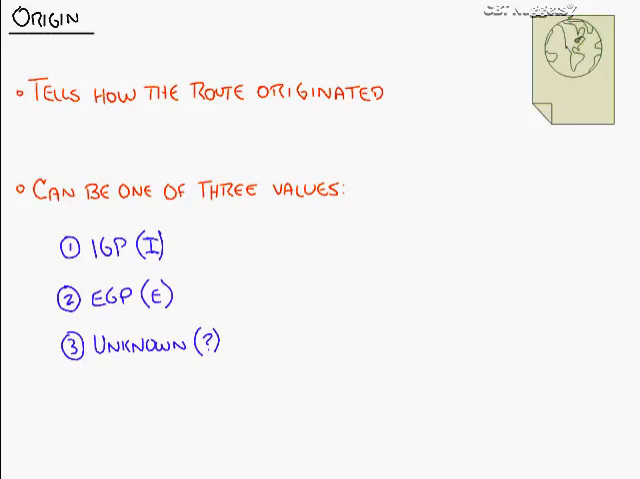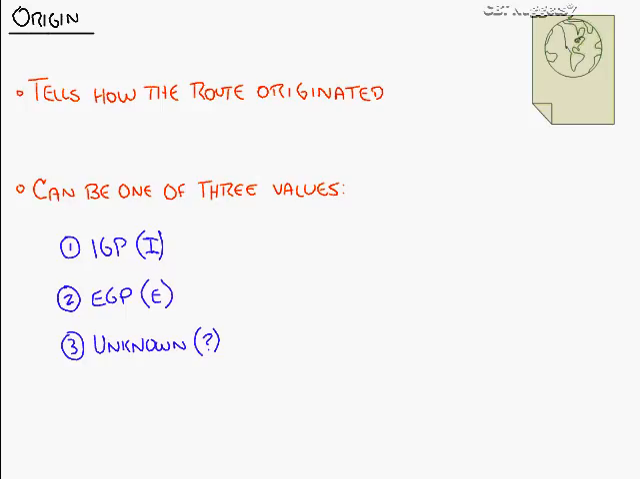Finally is unknown, as in BGP has no idea where this route came from, and it's shown in the routing table with a little question mark. Now, I will tell you that most of your routes in BGP will probably show up as unknown. The reason why is anytime you redistribute a route into BGP, maybe you take some of your internal networks and redistribute them into the BGP routing protocol, it instantly goes to an unknown origin unless you manually tweak that.